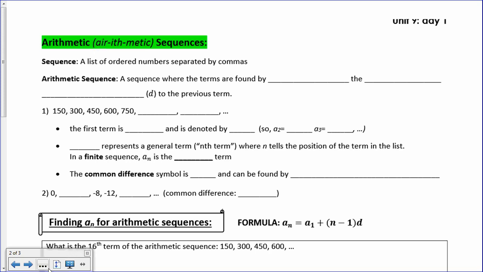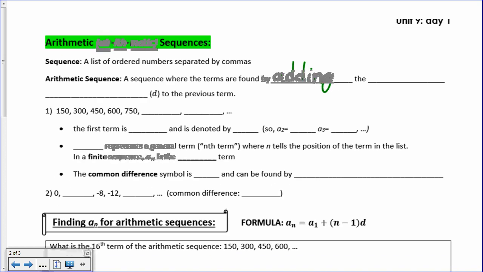So we're going to be learning about two different sequences: arithmetic sequences and geometric sequences. It's pronounced arithmetic when you're using it as an adjective. A sequence is just a list of ordered numbers separated by commas. But they're not just randomly set on a piece of paper, they have a pattern. You're adding or multiplying something to create that pattern. So an arithmetic sequence is when you're adding something to create the pattern.